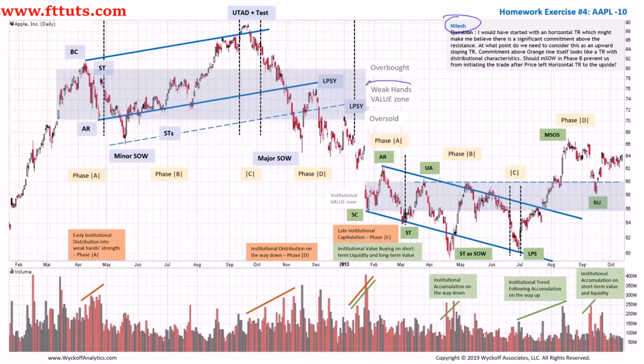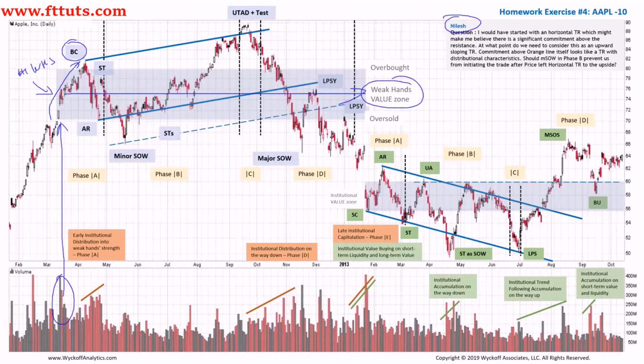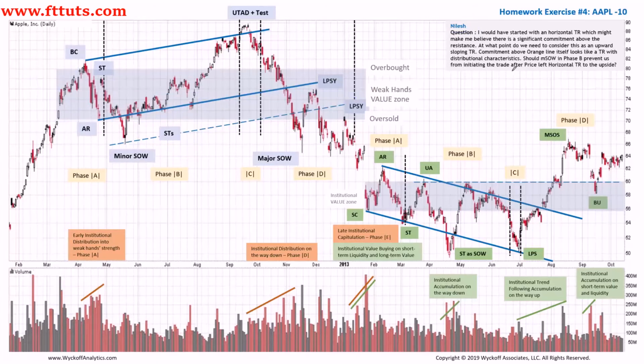Let's go first through the distributional weak hands value zone. So we know into the buying climax, the first point of excitement is going to be by weak hands, it's going to be on the climactic run, which is this. And we see that from the demand signature, and we define the zone throughout this whole range. Now, the question that was asked by Nalesh is, at what point do we need to consider this as an upward sloping trading range?